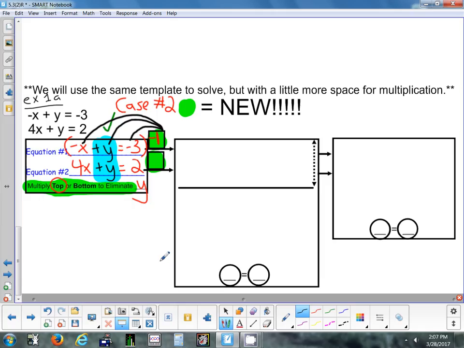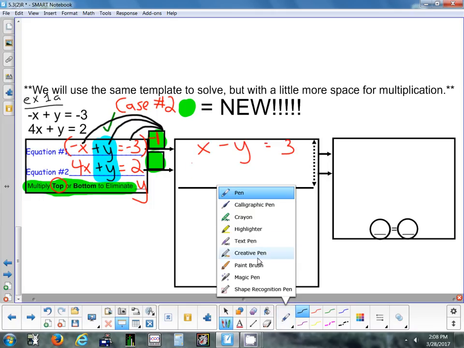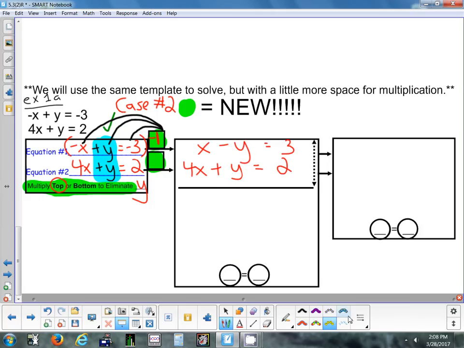So I'm going to write my equation right here that I get when I multiply. What's my new equation going to be? Someone tell me by raising their hand. X plus -y. Careful. What's going to happen to this sign? We're multiplying by a negative. Oh, -y, minus y. Good? Equals 3. Good. Done. The bottom one doesn't change. It stays exactly the same. 4x plus y equals 2. None of that changes. All right?